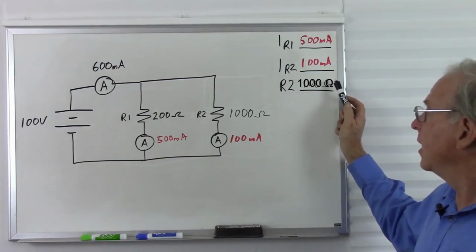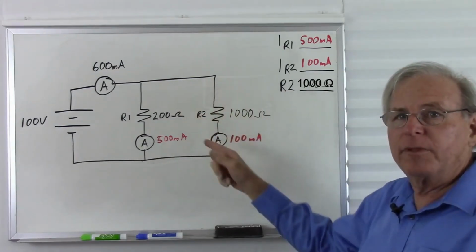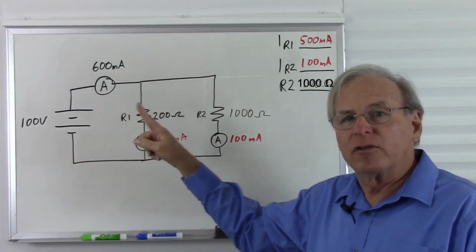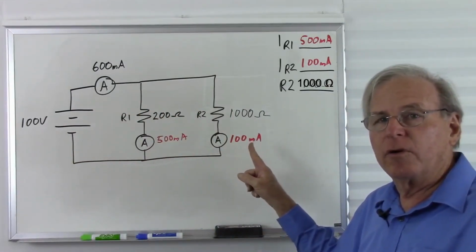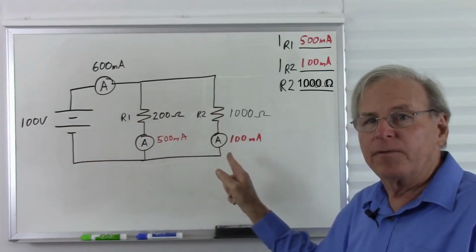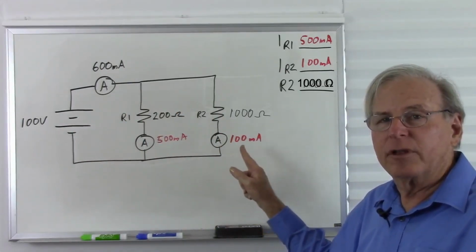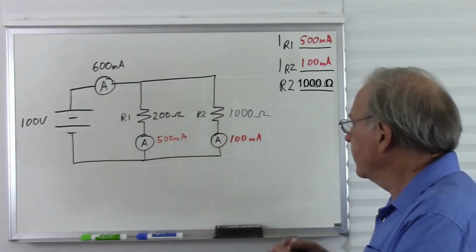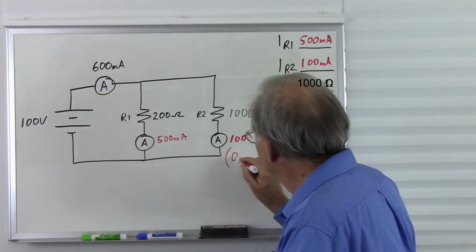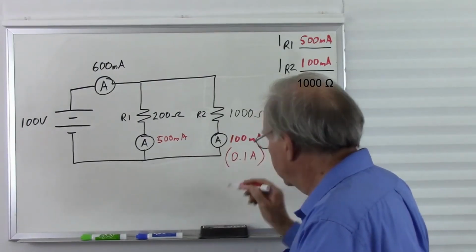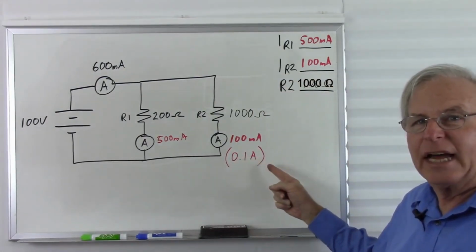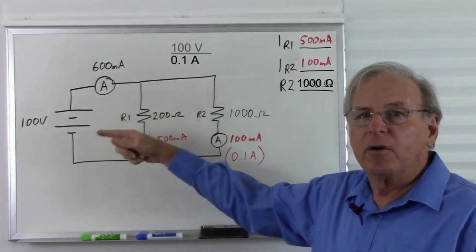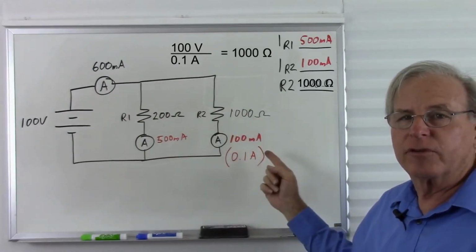So R2 is 1,000 ohms. Let's confirm this with Ohm's law. We have 100 milliamps and 100 volts. So let's calculate the resistance. If you know your voltage, you divide into it. Be careful, this is milliamps, not amps. So 100 milliamps is how many amps? A tenth of an amp, or 0.1 amps. 0.1 amp goes into 100 1,000 times, confirming this resistance.